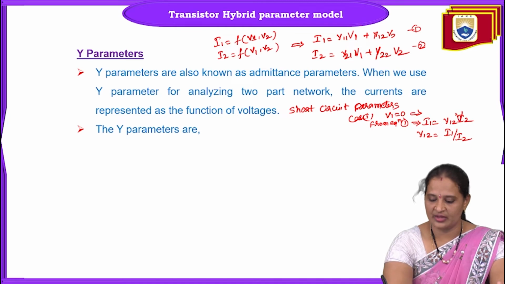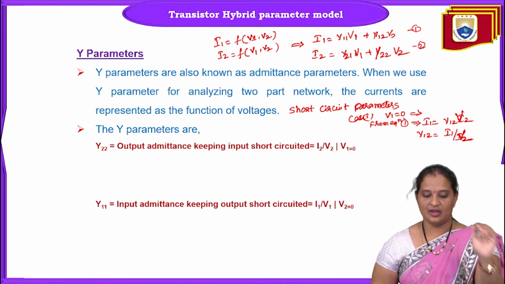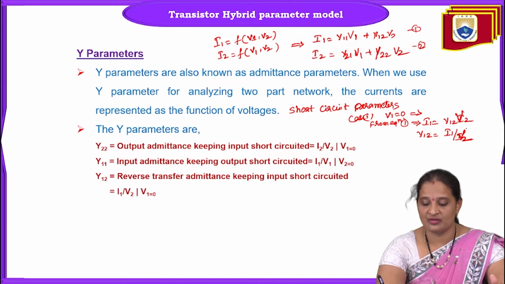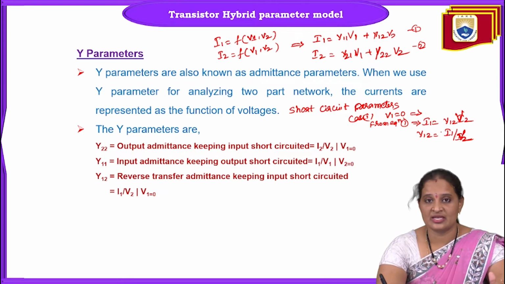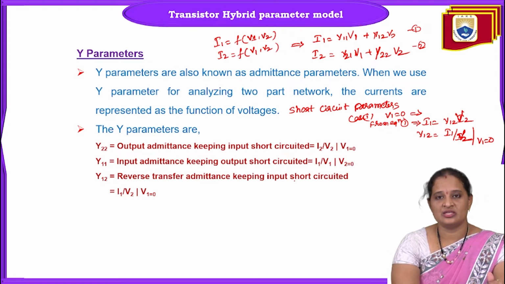This is V2, right? I1 divided by V2. So this is Y12. That means Y12 is a parameter measured as a ratio of input current to the output voltage when the input port is short circuited. So we can call this Y12 the reverse transfer admittance, by keeping the input port short circuited.